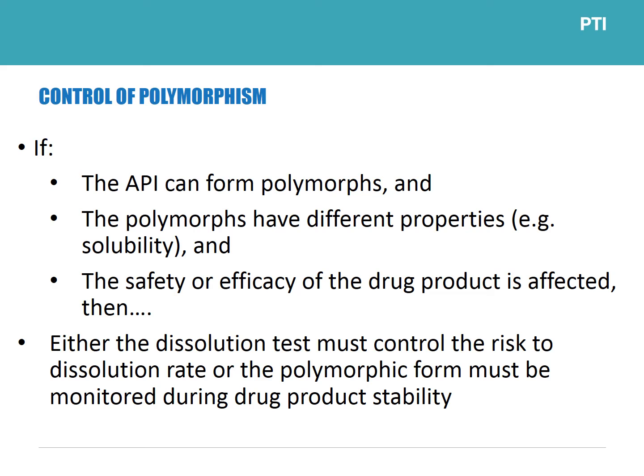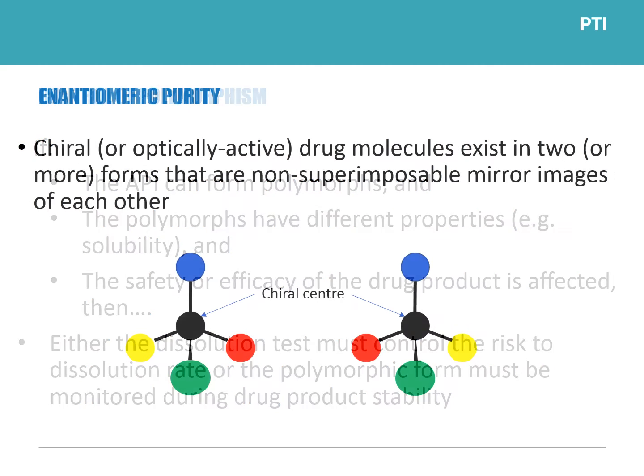We need to control polymorphism in drug products if, first of all, the API is capable of forming polymorphs, and the polymorphs have different properties, and the safety or efficacy of the drug product is affected by those different polymorphs. And where that's the case, then either the dissolution test must control the risk to the drug product, or the polymorphic form must be monitored during drug product stability to make sure that it doesn't change.